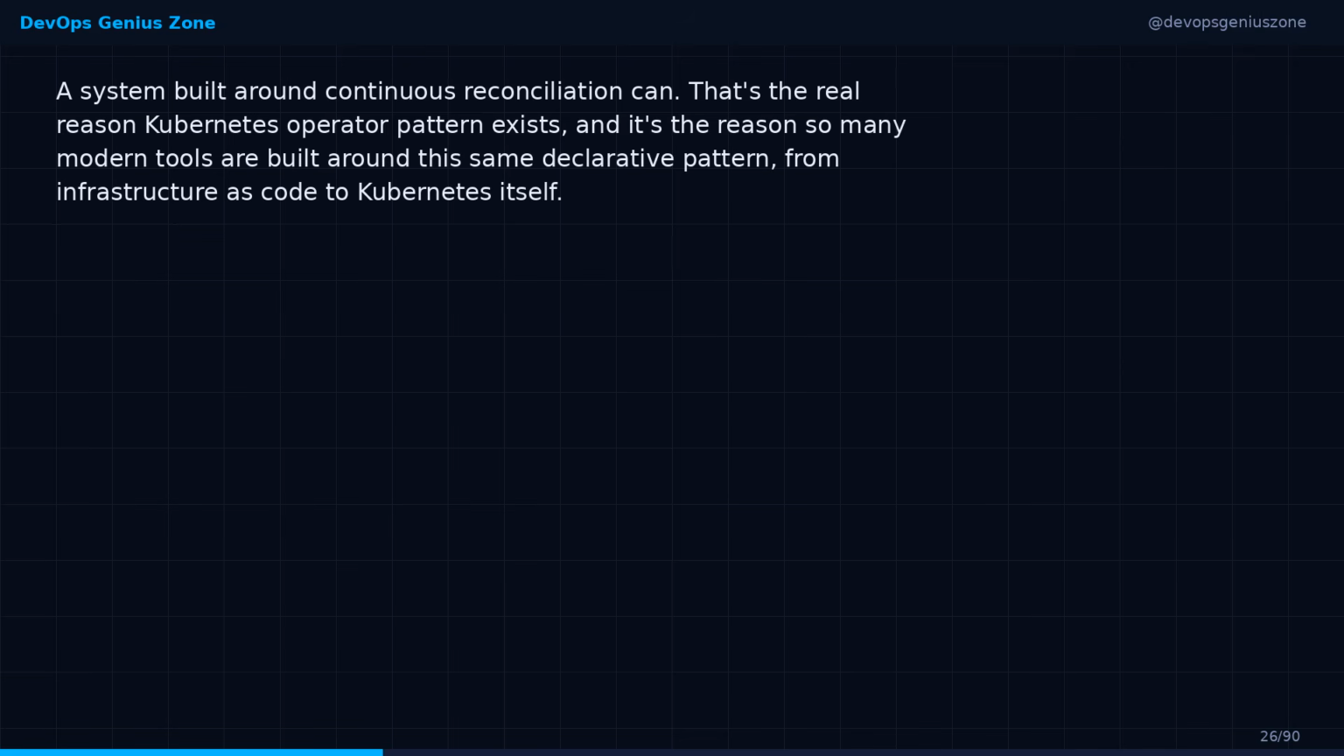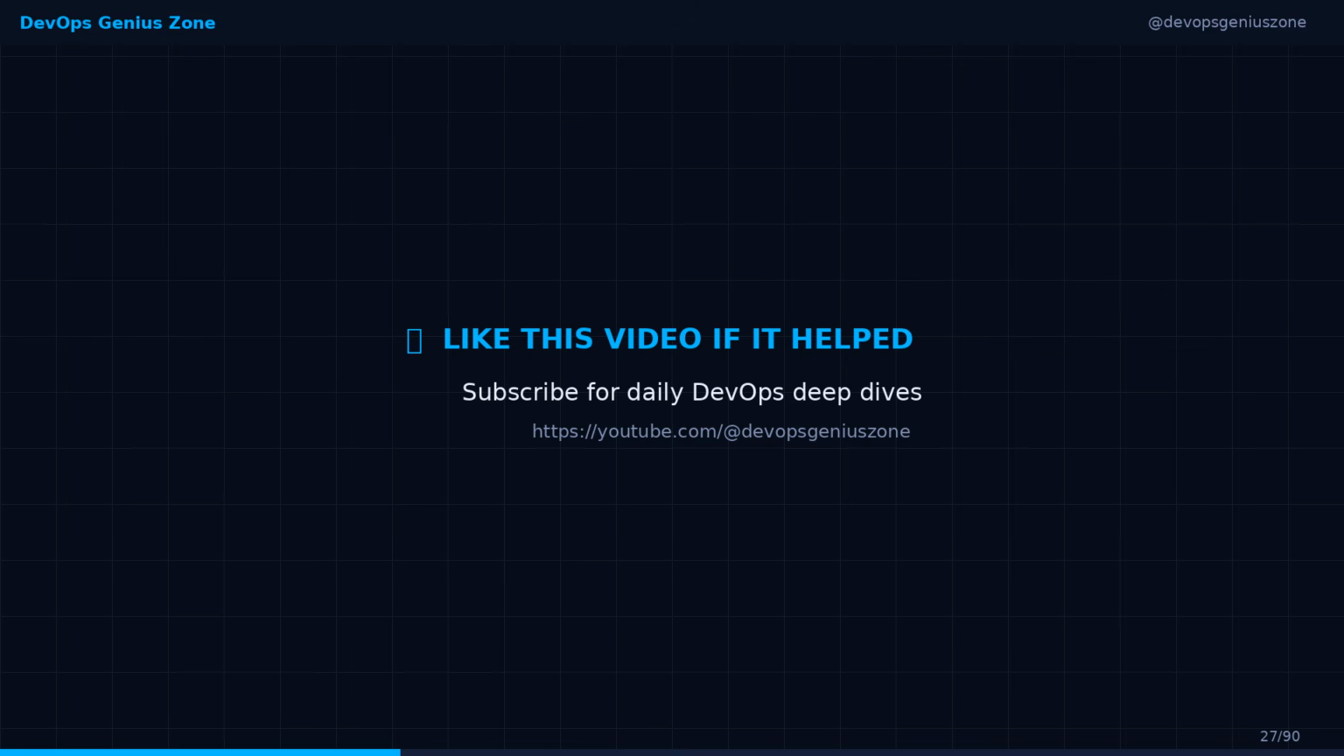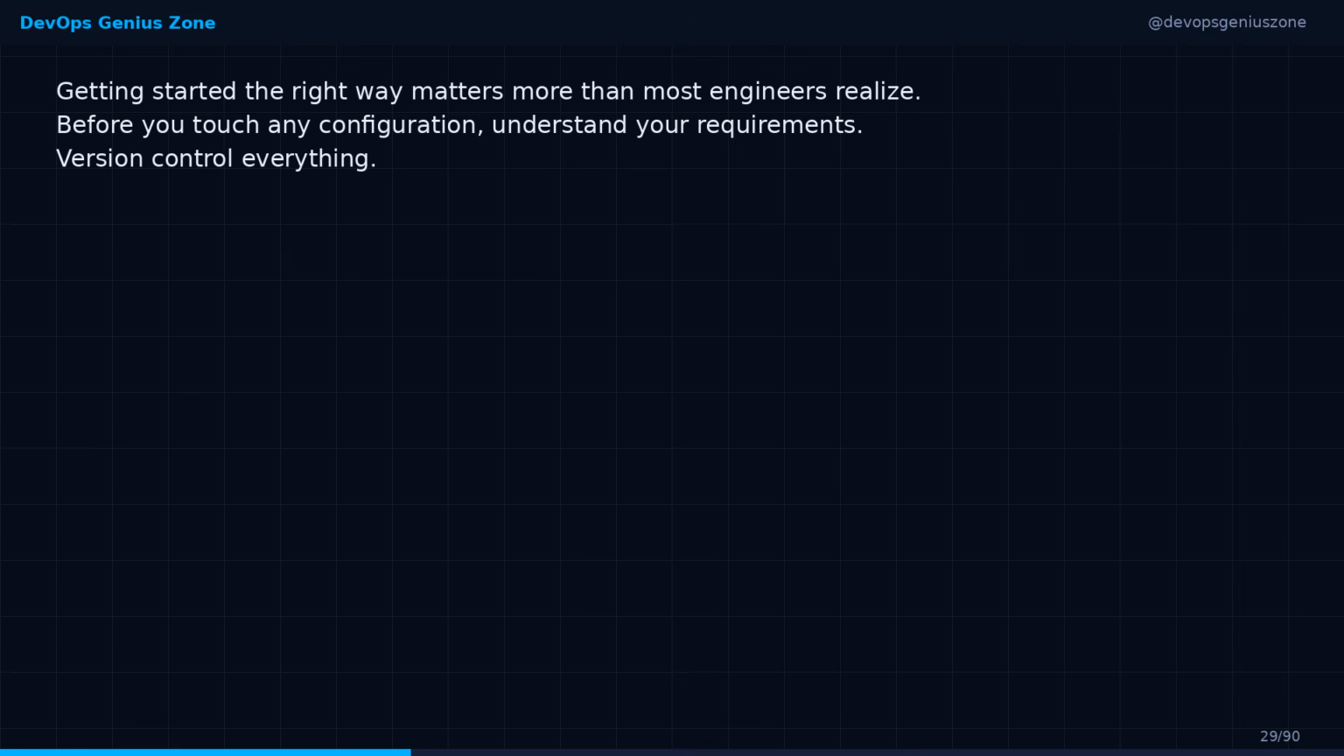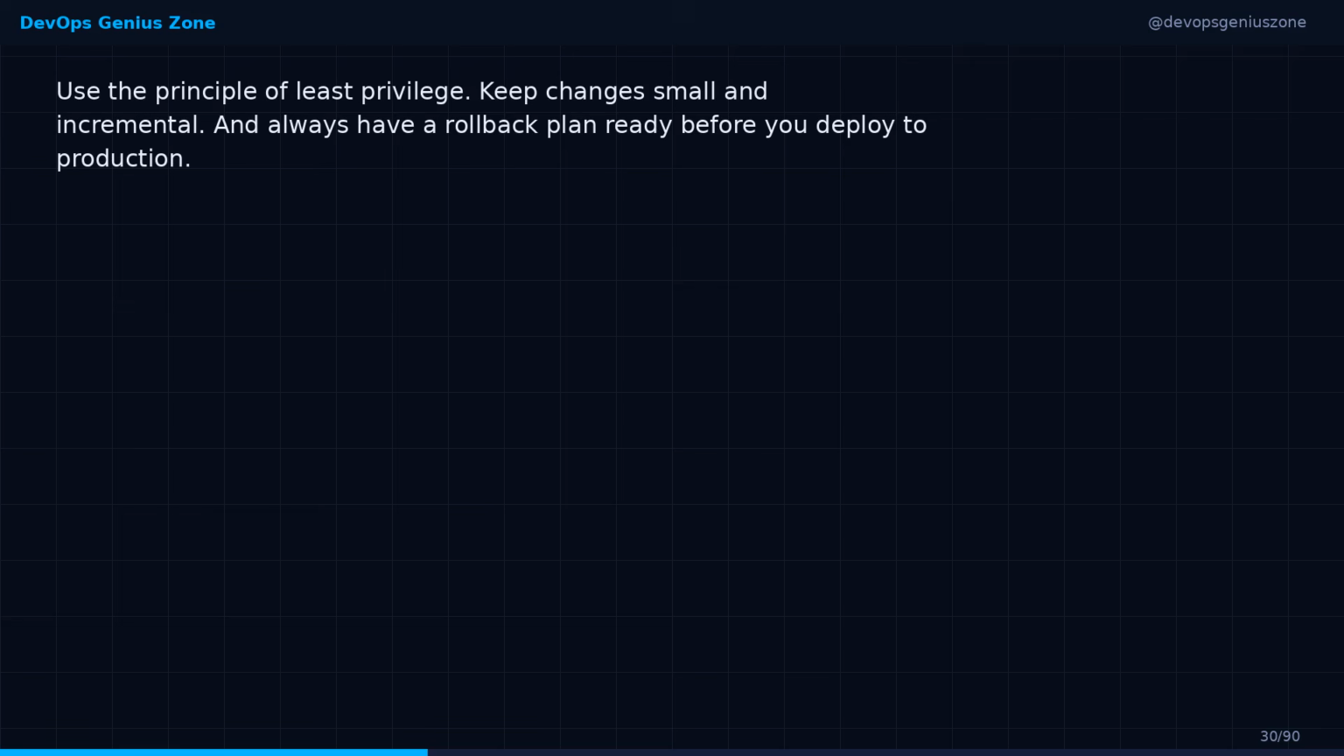Getting started the right way matters more than most engineers realize. Before you touch any configuration, understand your requirements. Version control everything. Use the principle of least privilege. Keep changes small and incremental. And always have a rollback plan ready before you deploy to production. I've seen so many engineers skip these steps with Kubernetes operator pattern and later regret it when they can't recover from a failed deployment. Your future self will thank you. I always tell my mentees, if you can't draw the architecture on a whiteboard, you're not ready to implement it.